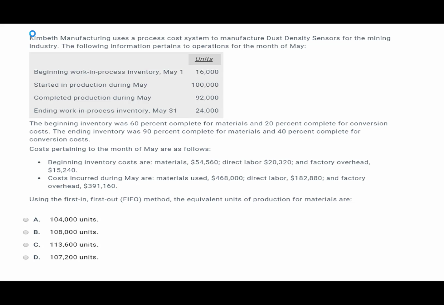Okay, so let's take a look. Beginning work in process was 16,000 units, right? And they tell us that the beginning work in process was 60% complete. That means then that we completed how much this period? 40%. So we're going to take that 16,000, just going to write it again down here, times 0.4, which means that on an equivalent unit basis, we did work on 6,400 units this period on that beginning inventory. Then what? Started in production, completed.